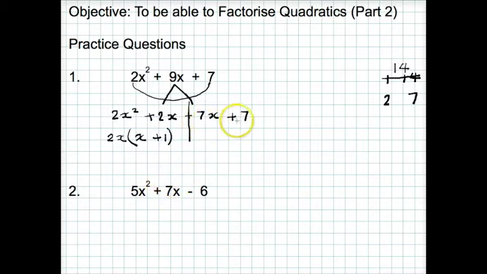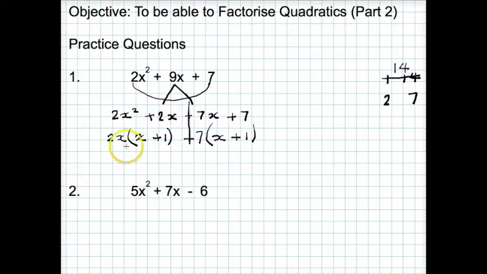Now I move on to this second pair here. What occurs in both? 7. So I write 7 outside the brackets. It's a positive 7. And now inside the brackets, 7 times what gives me 7x? 7 times x gives me 7x. And 7 times what gives me 7? 7 times 1 gives me 7. These should always be the same inside the brackets. If they're not, you've done something wrong.